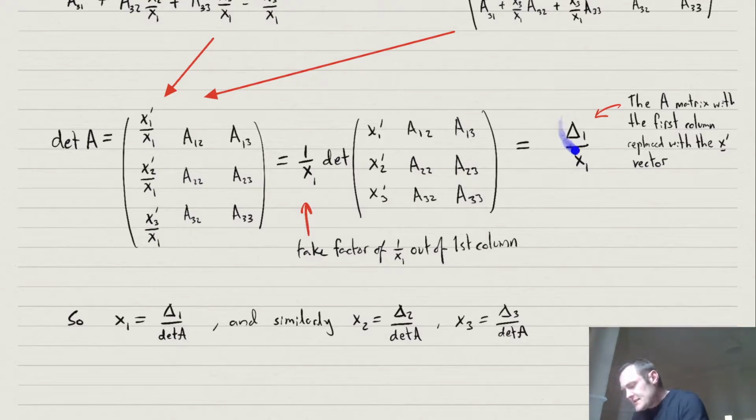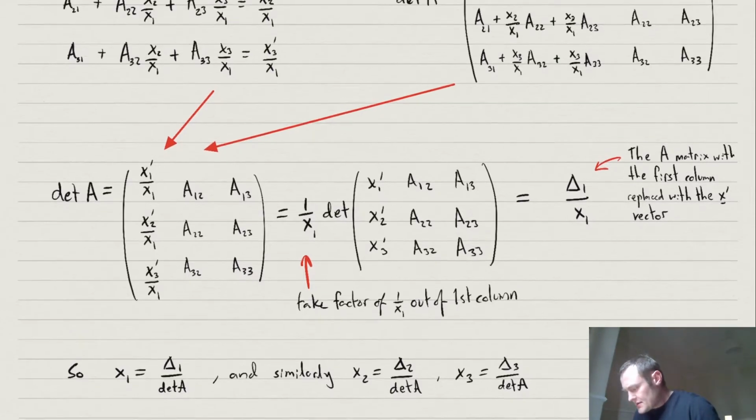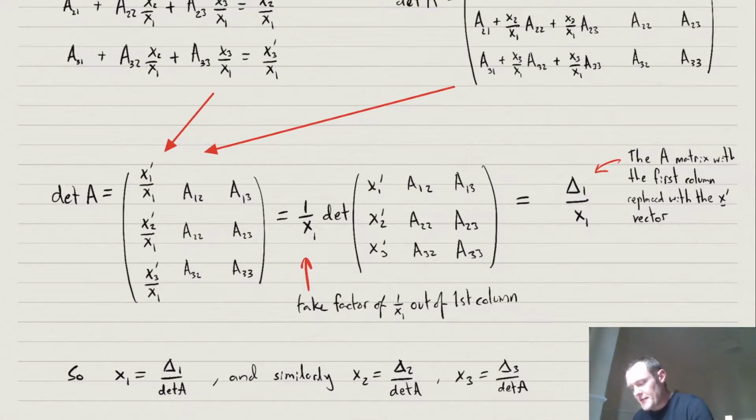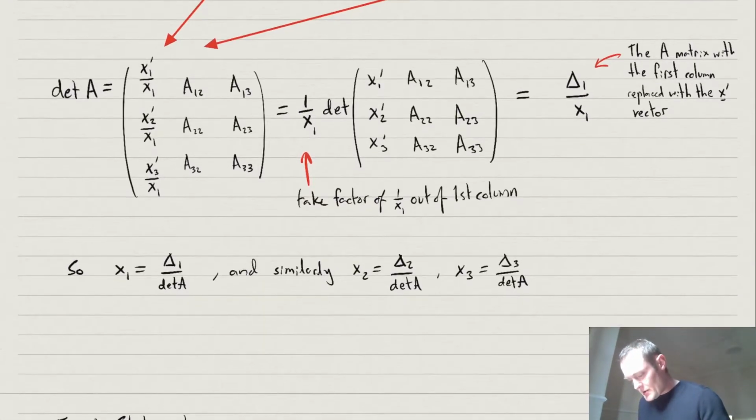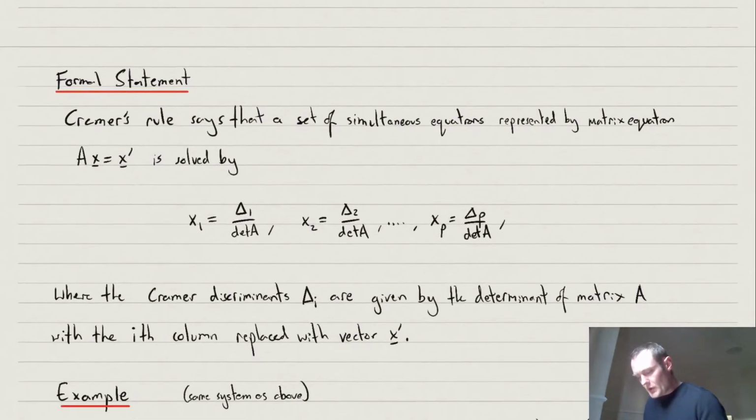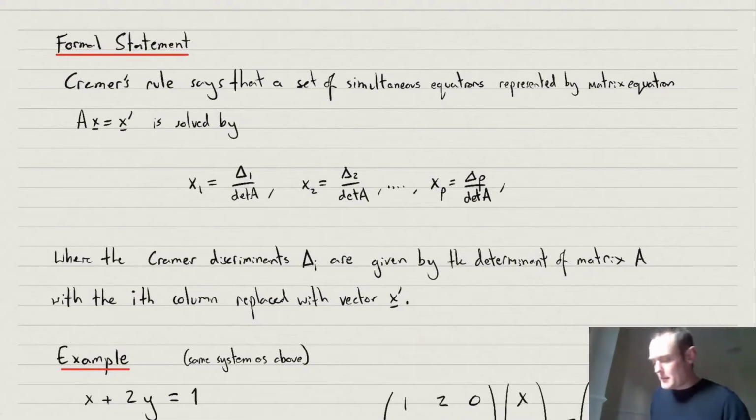Now, these delta 1s are called the Cramer discriminants. And the 1 just refers to the fact that the first column has been replaced with the x prime vector. And you'll get a delta 2 and a delta 3 as well, the other two of the Cramer discriminants here. So we can solve for x1, x2, and x3 using these formulae, which are really just the ratio of two determinants.